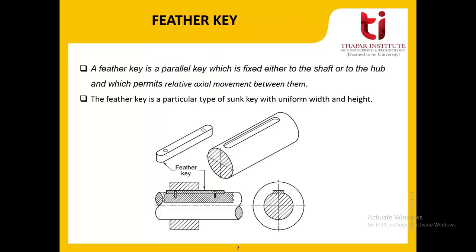So there is one more classification called feather key. In this key you can see this is a parallel key which is fixed to either shaft or to the hub, and it permits the relative axial movement, no other movement. So this has a particular advantage that it permits the axial movement between them, but it does not permit the movement in the other direction, that is lateral direction.